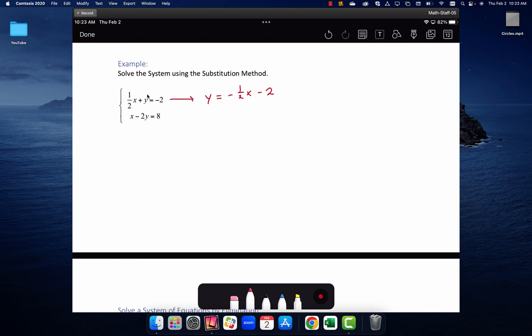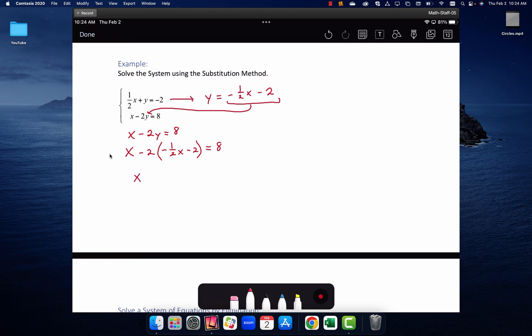Now that we have isolated that y, we're going to take that expression and replace it in the other equation. So the other equation is x minus 2y equals 8. But what we want to do is replace that y with what we know y to be. So we have x minus 2 times (negative 1/2 x minus 2) equals 8. We simply replace the y variable with the expression from the first equation. And notice now we have an equation in one variable. That means we can find out what x is.